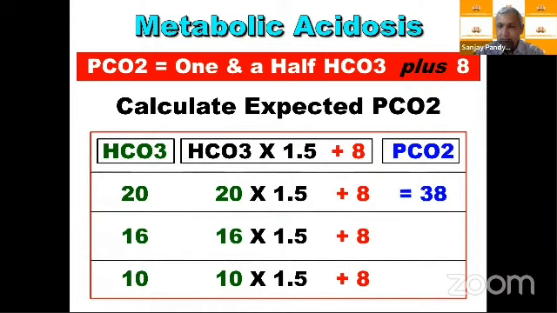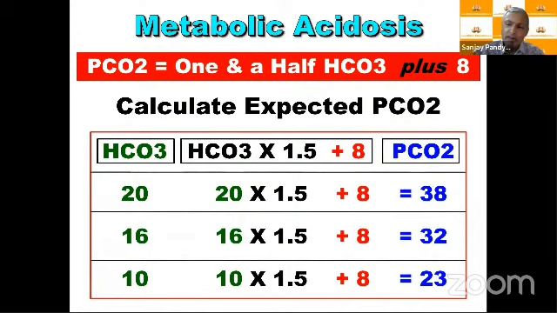For 16, it will be 32. And for 10, it will be 23. Very, very simple. In metabolic acidosis, to calculate compensation, the compensated value of PCO2 will be 1.5 times bicarbonate plus 8. So remember 1.5 times bicarbonate plus 8 and work is done.